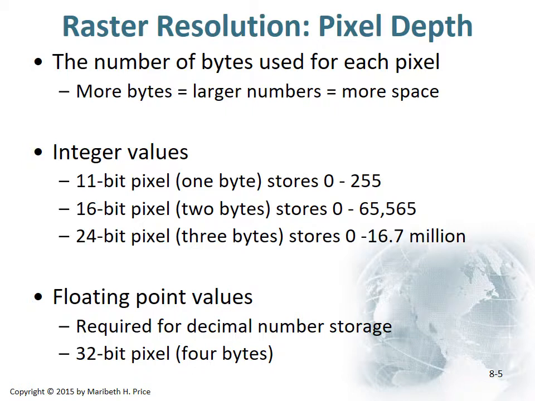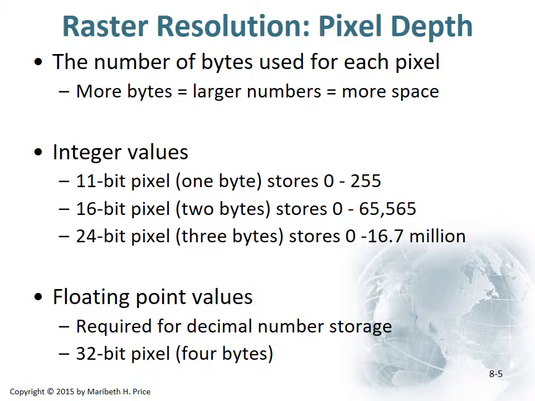Okay, so for integer values, an 8-bit pixel, 1 byte of information, stores values from 0 to 255, a 16-bit pixel stores values from 0 to 65,535, and a 24-bit pixel stores 0 to 16.7 million, in terms of how large the number is.